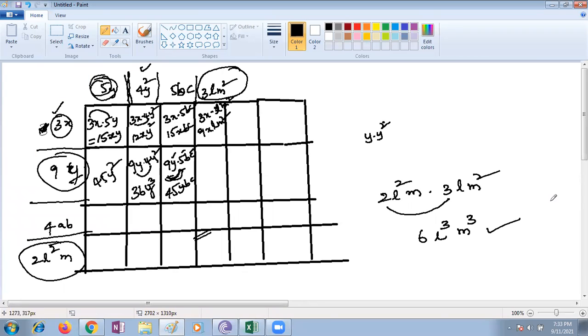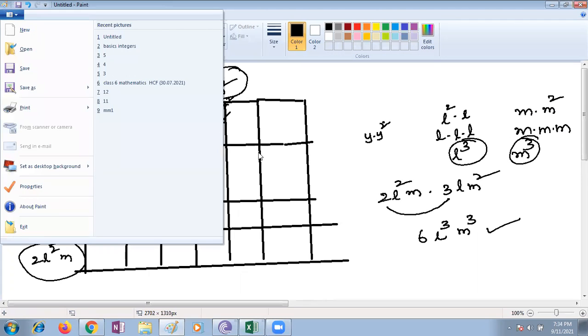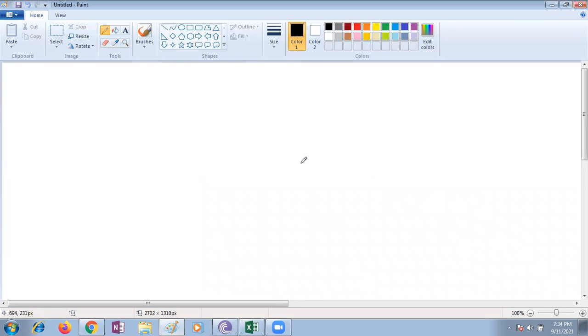Why? Because you see here, l repeated 2 times and 1 more time. Same way m repeated 1 time and 2 times. So l into l into l is l cube, and m into m into m is m cube. This is the way. Okay, children, I hope you understand. Next one, we will go with a monomial.